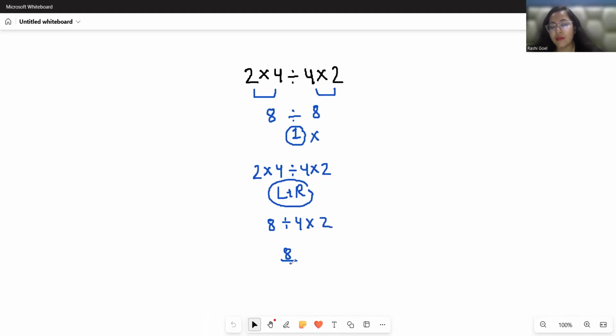Now 8 divided by 4 first, then multiply 2. So this gives us 2 times 2, that is 4, which is the right answer, not 1.